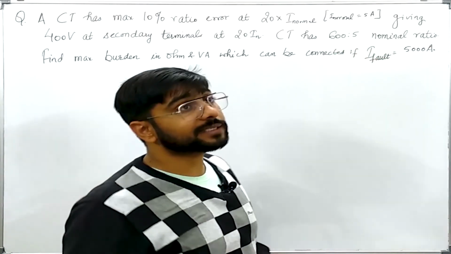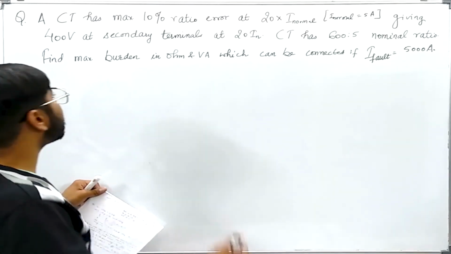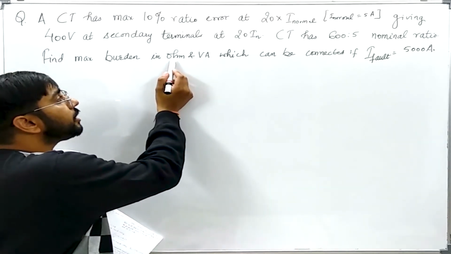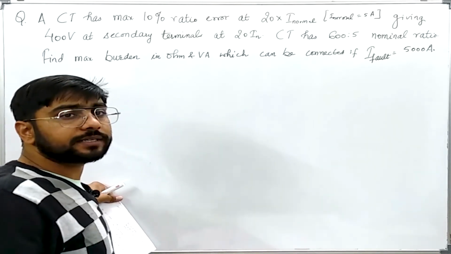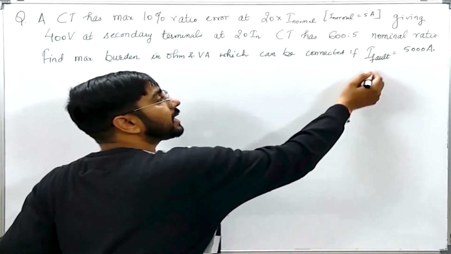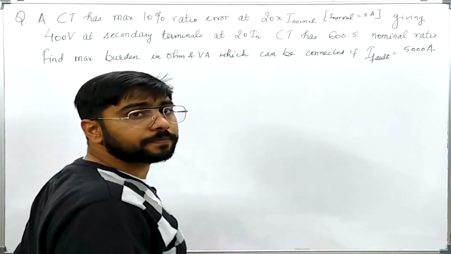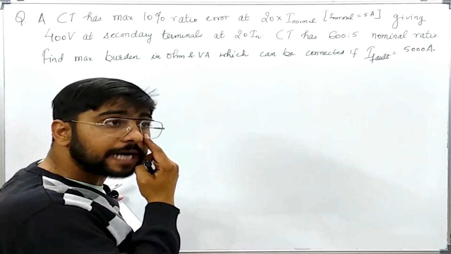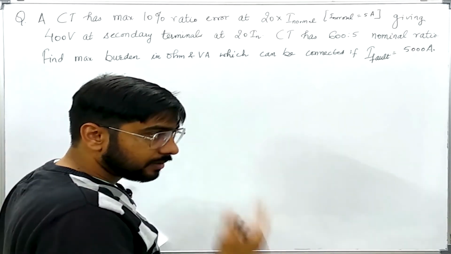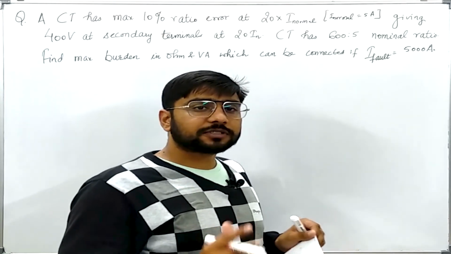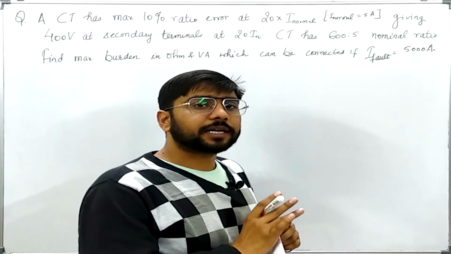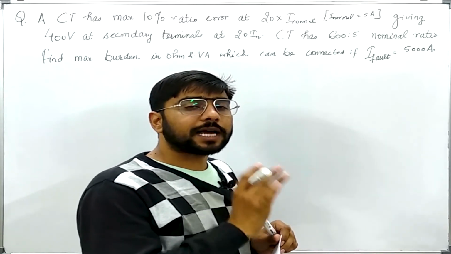Now what are we asked? We are asked to find the maximum burden in ohm or VA which can be connected to the CT if the fault current is 5000 ampere. So how to proceed with this kind of example? It will be easier for us if we find out somehow the parameters of the equivalent circuit diagram of the CT.